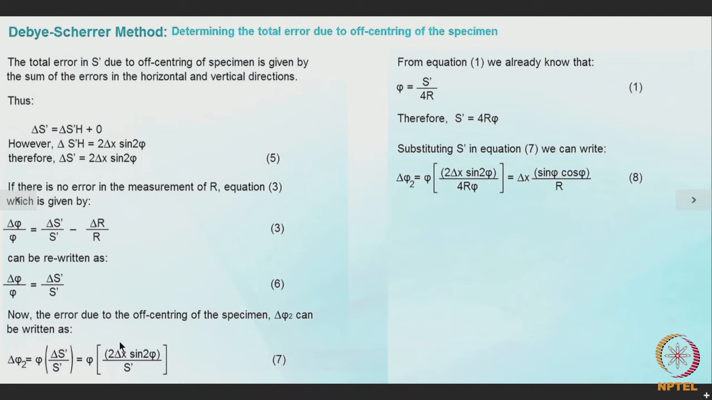Now, equation 1 already shows that phi is equal to S prime by 4 r. Therefore, S prime is equal to 4 r phi. Now, if we substitute the value of S prime in equation 7 over here, we can write delta phi 2 equal to phi into 2 delta x sin 2 phi, and instead of S prime we write 4 r phi. That gives us a value of delta x into sin phi cosine phi divided by r.